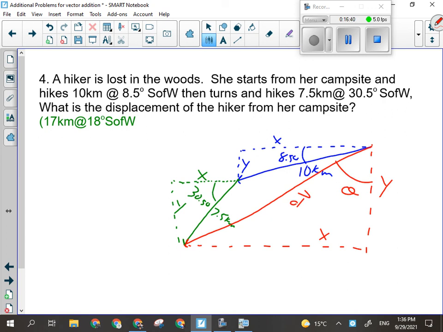Everything is south and west, so we don't have to worry about anything being negative, because all the y components are south and all the x components are west. We just have to find our x's and y's, then our big triangle, and we're off. I'll give you a few minutes on that before I do the rest of it.